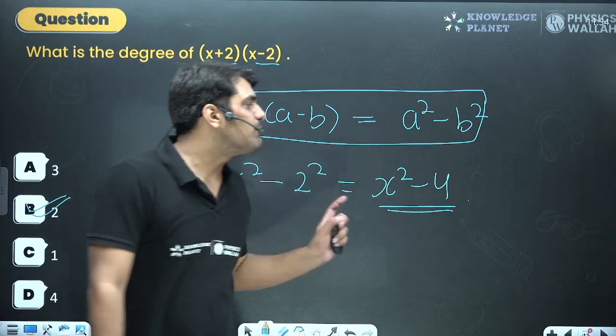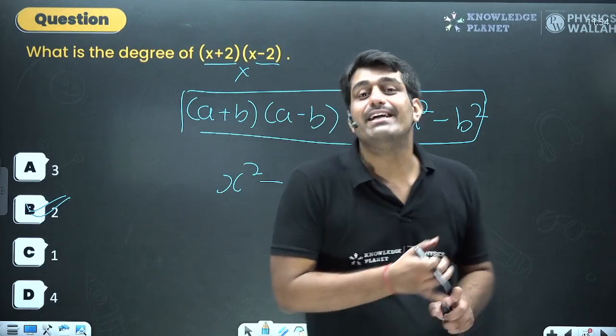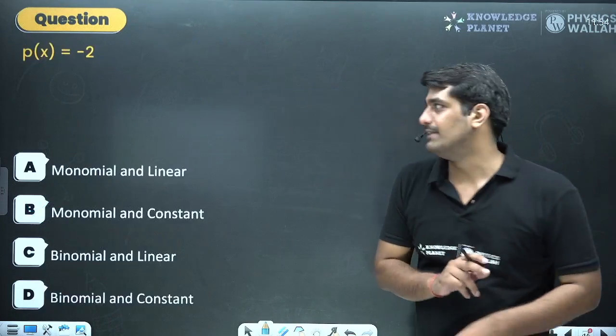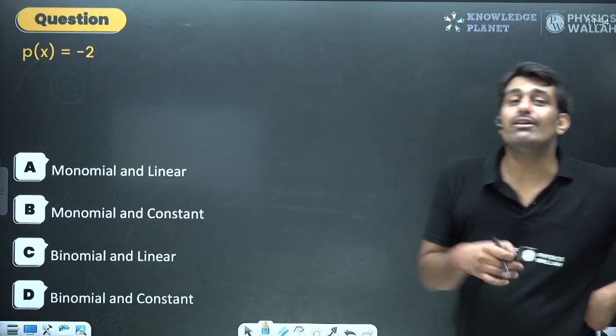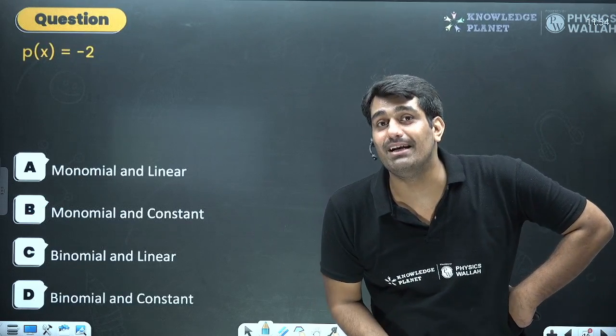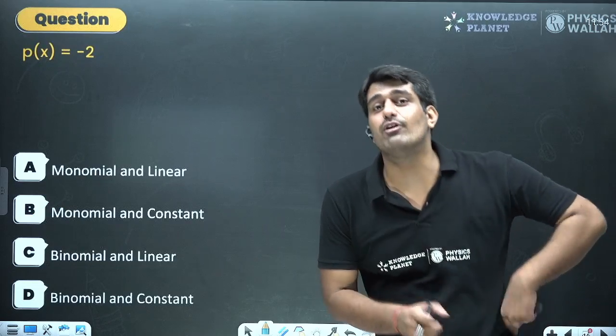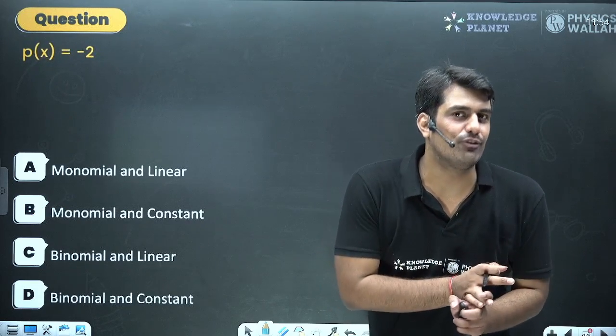Alright, so that was about polynomials, how to observe the degree of it. Always do the simplification. Next question, asking you again on the classification, what kind of a polynomial it is. And it's checked for both, for the degree part as well as on the basis of terms.